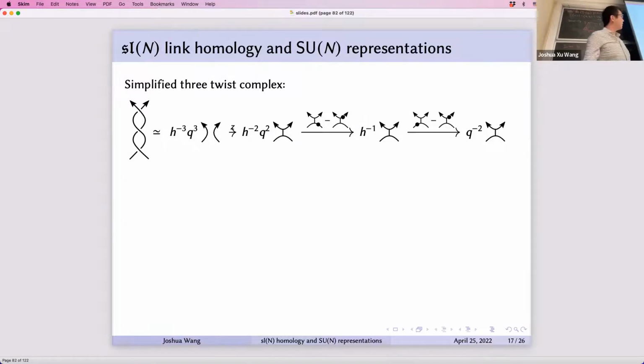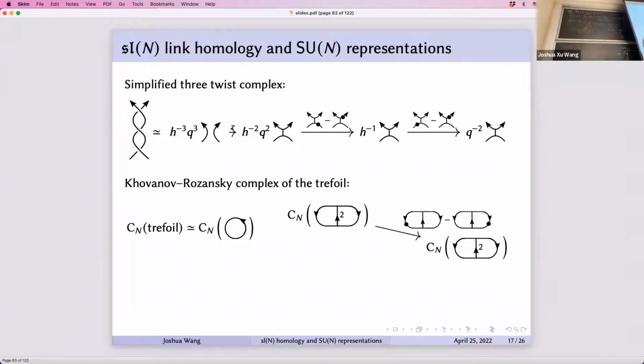And if you close up on the left and the right, you get a simplification of the complex of the trefoil. This map in the middle is 0 because we're again just closing up on the right. The 2 dot maps are the same. The first 2 terms, just as before, is the complex associated to a 1 crossing unknot, which again simplifies just to the state space of an unknot.